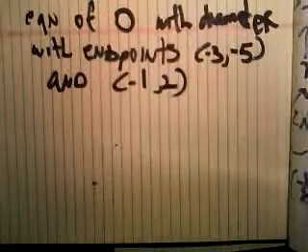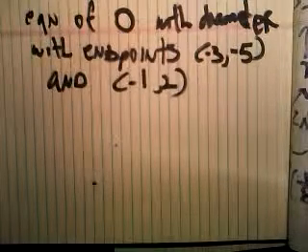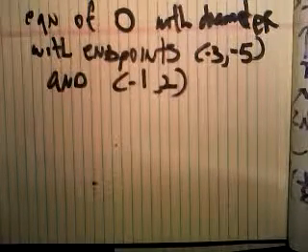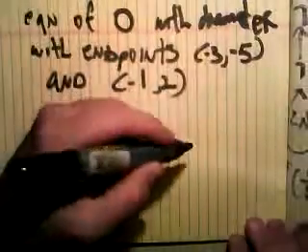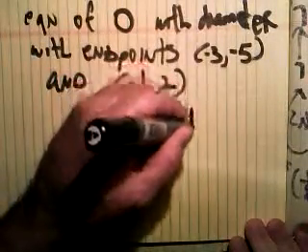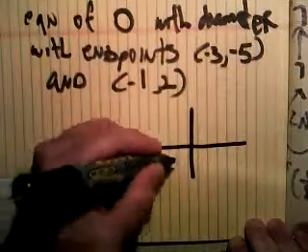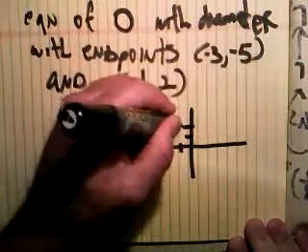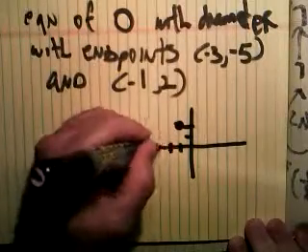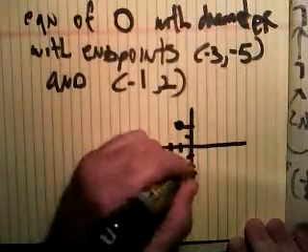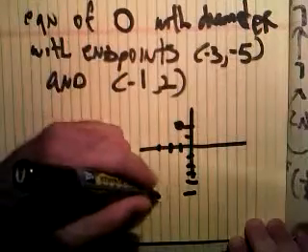Alright, now let's look at this. The reason I showed you the previous problem is, and let's plot this thing first, and then I'll get back to what I was about to say. Here's -1, 2. And -3, -5, right here.